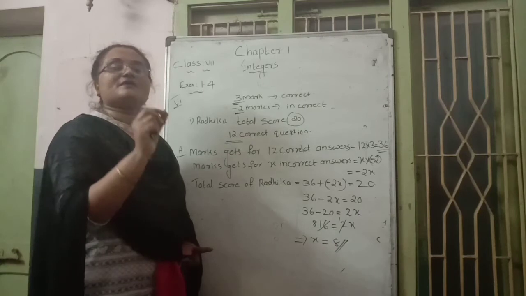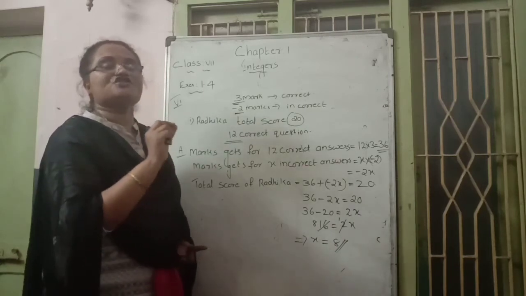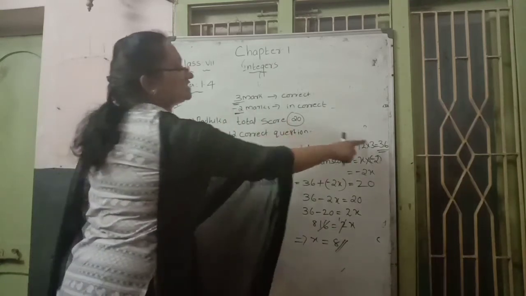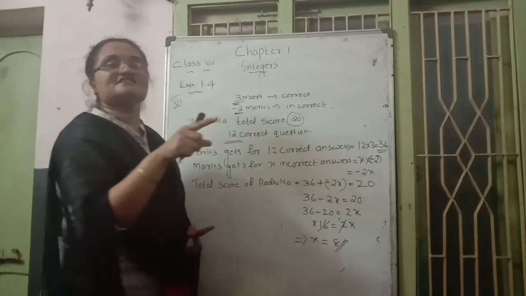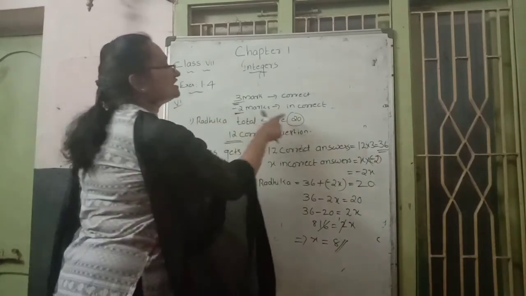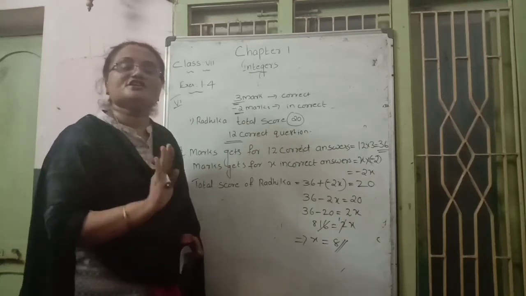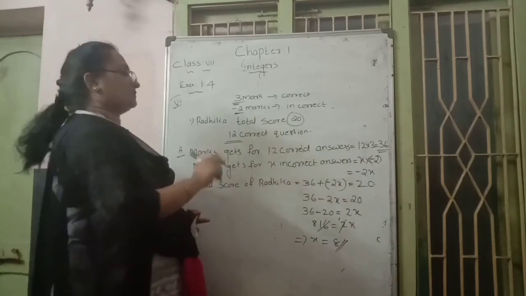So in this way, 8 questions, minus 8 into minus 2, gives minus 16. She got 36, and subtracting this 16, her total score becomes 20. That is the meaning of the question. I hope you understand the first part.